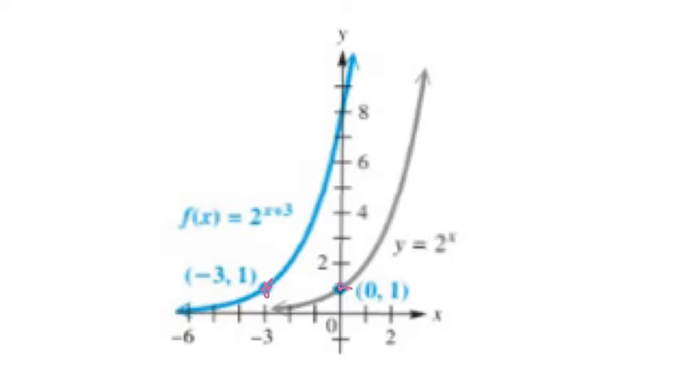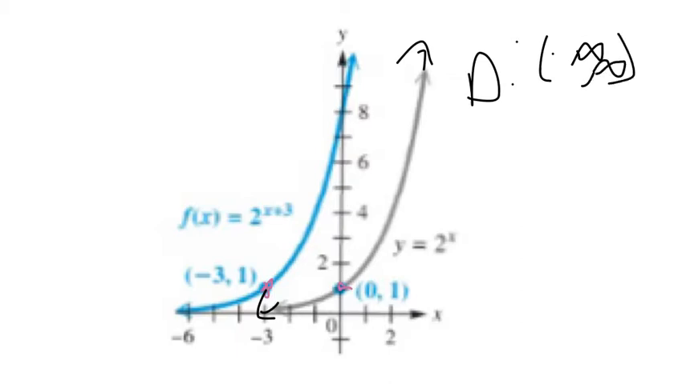Alright, the domain, since it's going to the left or right, would still be from -infinity to infinity. And our range, since it's not shifted up or down any, the asymptote is still horizontal at 0, so the range would be from 0 to infinity.